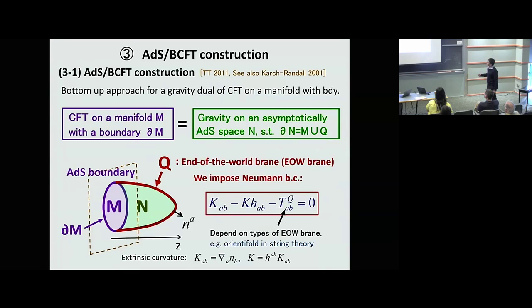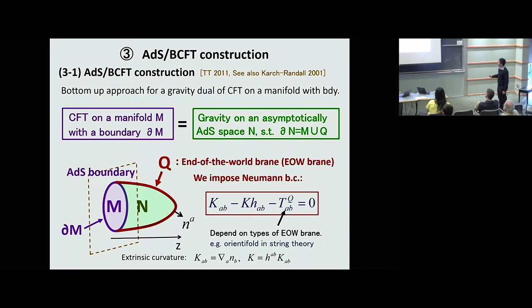And then the gravity dual is given by just extending this boundary towards the bulk, like Q. This is the so-called end of the world brane. There is nothing outside, and everything is just inside. So the claim is that this BCFT on M is just dual to this internal region surrounded by Q and M. And this Q should be dynamical. Because there are boundary dynamics, that means instead of a Dirichlet boundary condition, we impose a Neumann boundary condition.